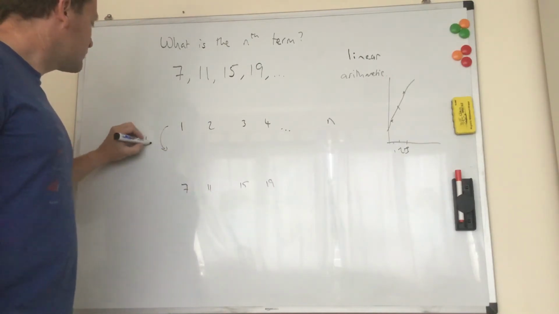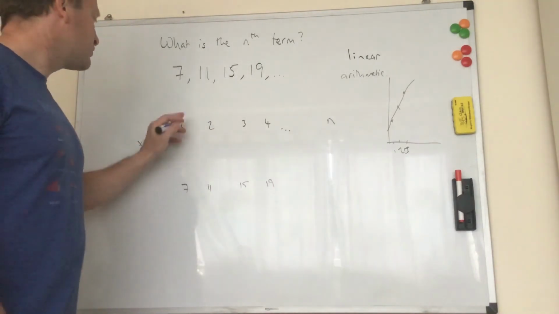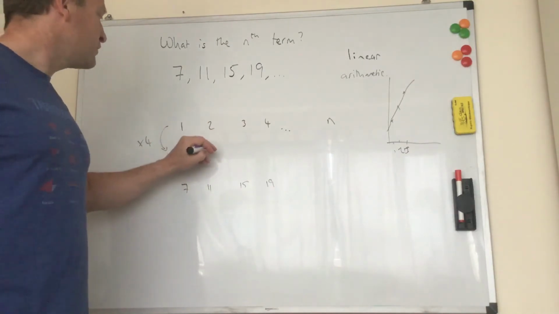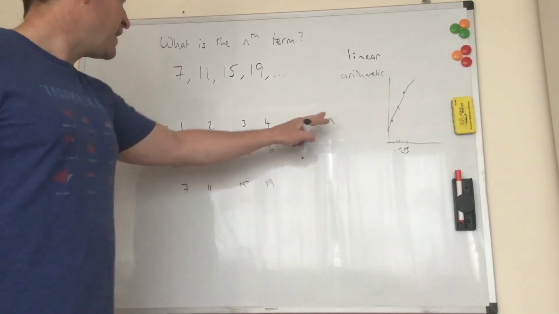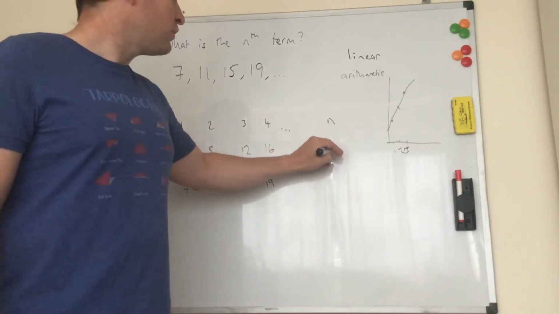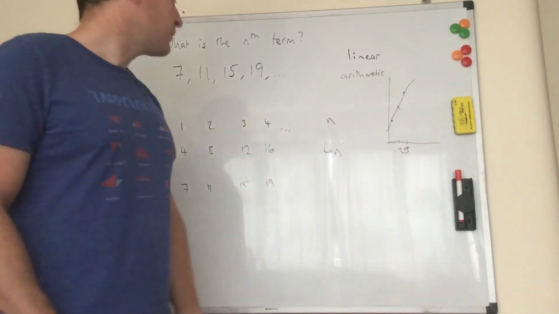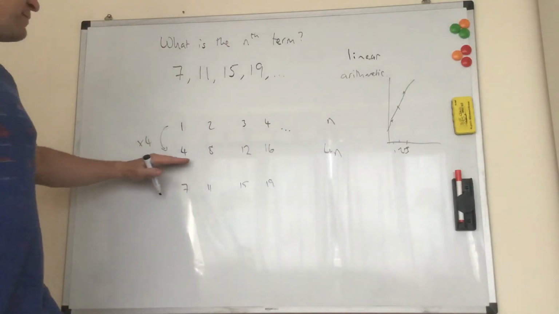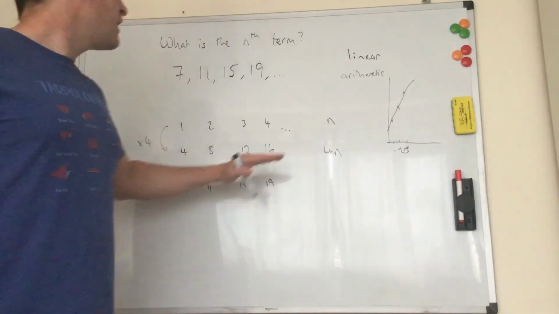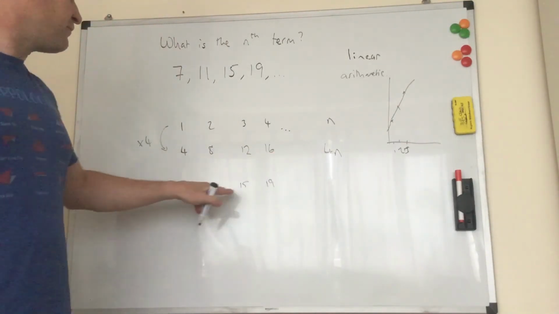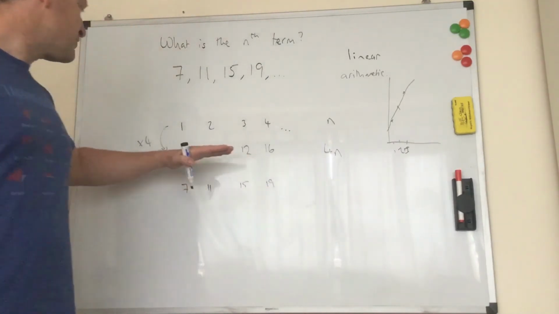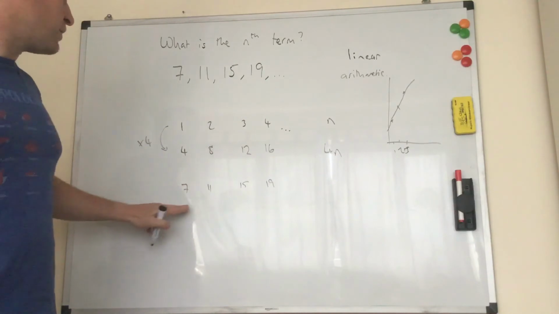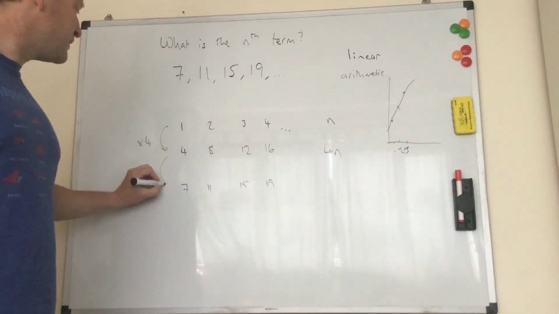So we're going to start off by timesing by 4. So 1 times 4, 4. 2 times 4, 8. 3 times 4, 12. 4 times 4, 16. n times 4, 4n. Okay, so now we've got the 4 times table, which is a sequence. And we've got our original sequence, 7, 11, 15, 19, which also goes up in 4s. We need to know how to get from the 4 times table to our sequence of numbers. What do we need to do?